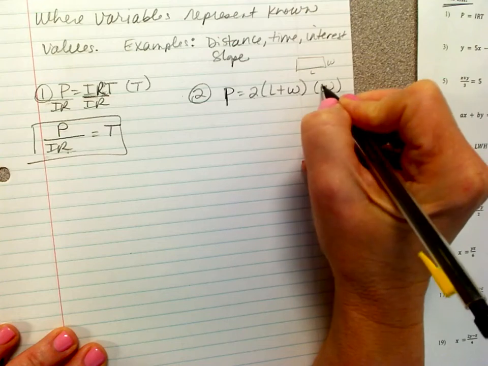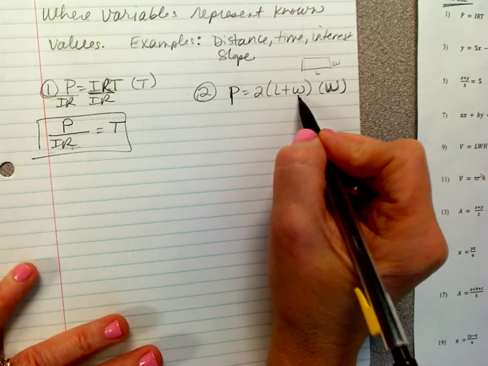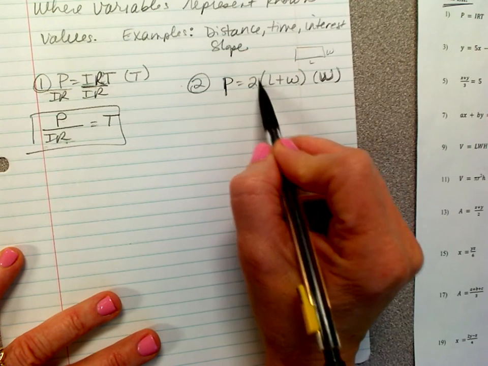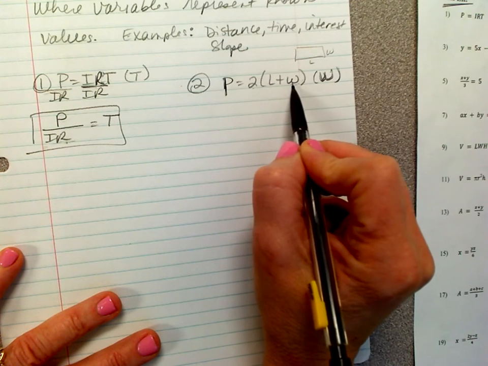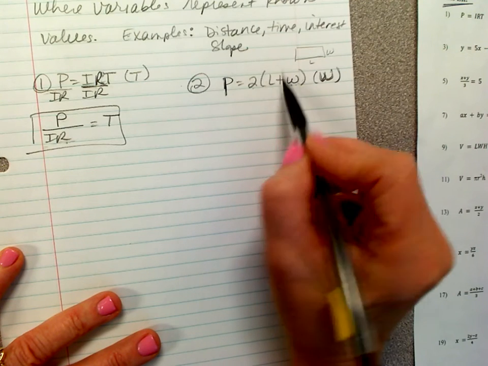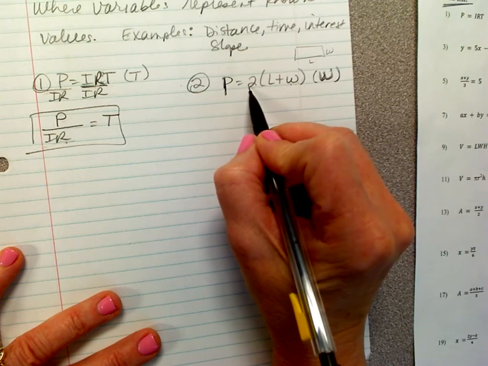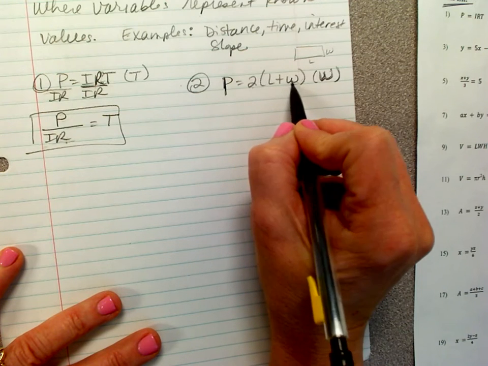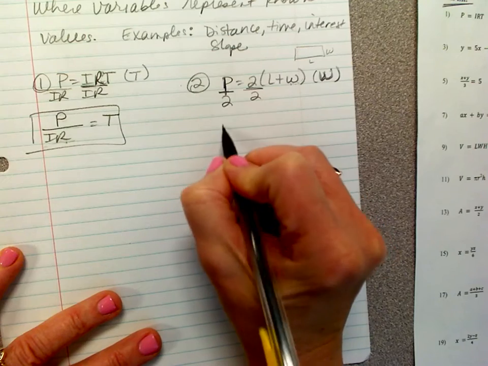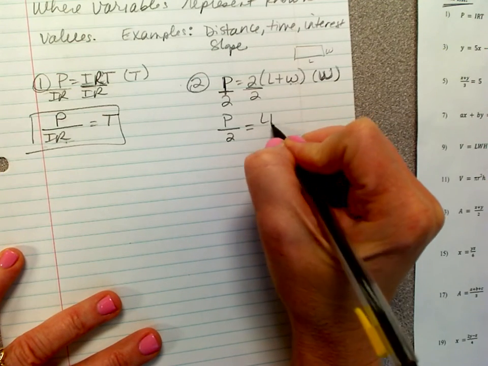Now we're solving for W here, so that's why W is in the parentheses. So we want to get W by itself. Well, you can do a couple things here. What I would do, since you have 2 times this entire thing, since this 2 is being multiplied by the whole thing, you could distribute it and then divide by 2. What I would do is divide by 2 and have P divided by 2 equals L plus W.